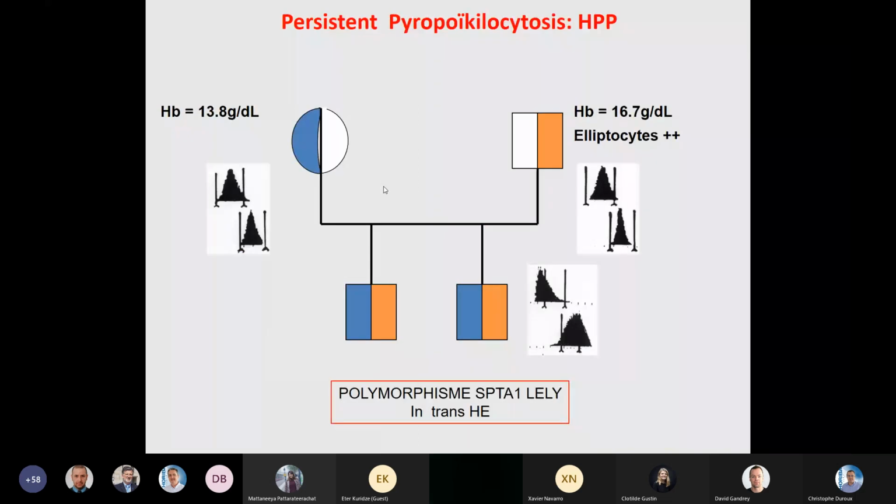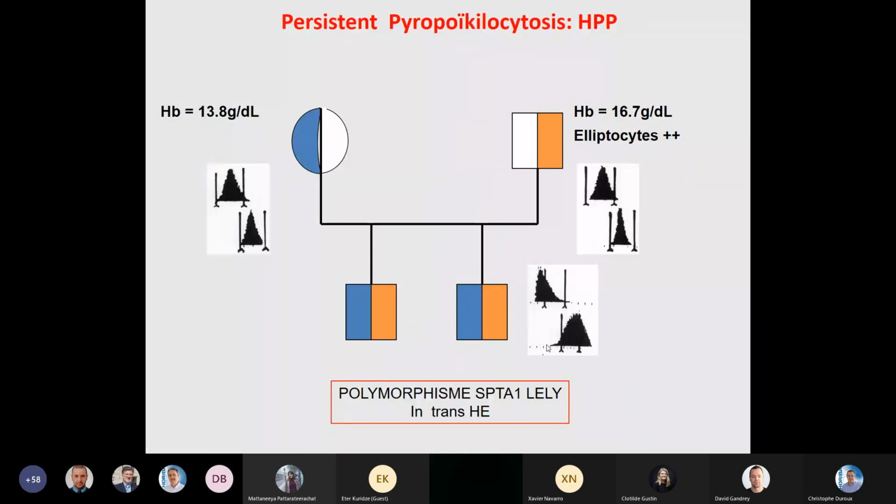This is a typical family we are following here, and you see that the father has a normal hemoglobin level but has elliptocytes on the blood smear, and the mother has a normal hemoglobin level and a normal red cell morphology. And they have two twins, and these two twins have a severe microcytic anemia with a very high MCHC because of this fragmentation. So they have a pyropoikilocytosis phenotype. It's a persistent pyropoikilocytosis, so it's HPP.